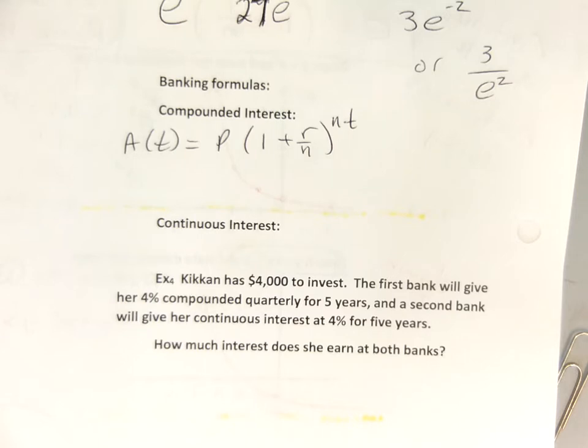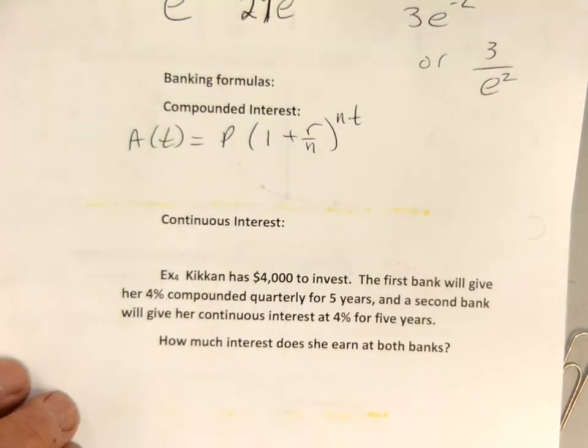Now, my 4 goes here because of quarterly, and my 4 goes here because of quarterly. And then how long is she going to keep it in the bank? 5 years. So let's see how much money Keegan would have gained if she left it in the bank for 5 years, compounded quarterly, okay?